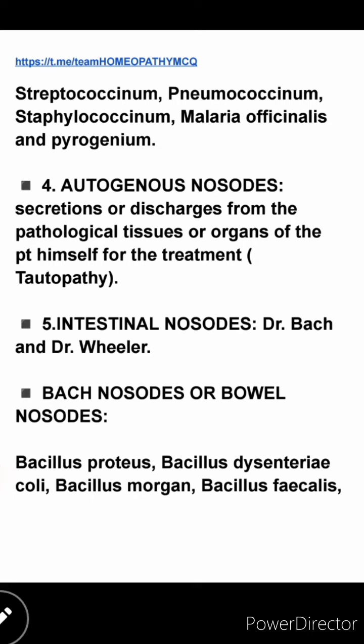Next point, nosode as a homeopathic prophylactic. And the last point, as the essence of the nosodes.